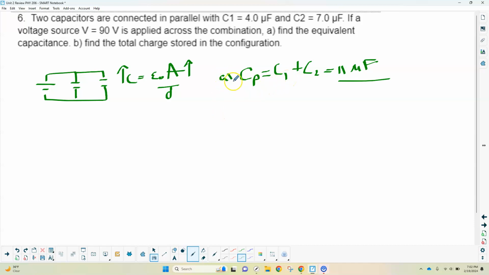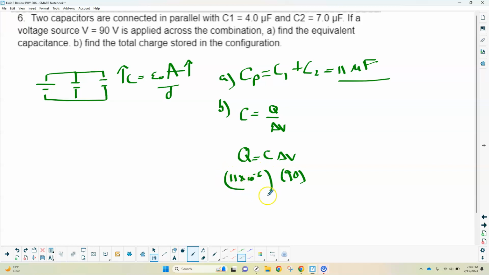So that's part A. Part B wants the total charge. So it's again the same kind of work. C equals Q over delta V, and we're going to solve for Q. So it's C times delta V. Delta V is still 90. C is this 11 times 10 to the negative 6. So if you put that in your calculator, you will get 9.9 times 10 to the negative fourth.